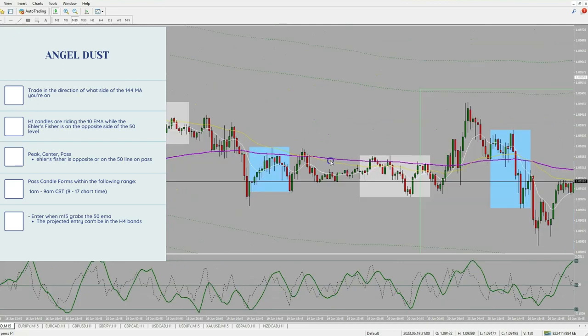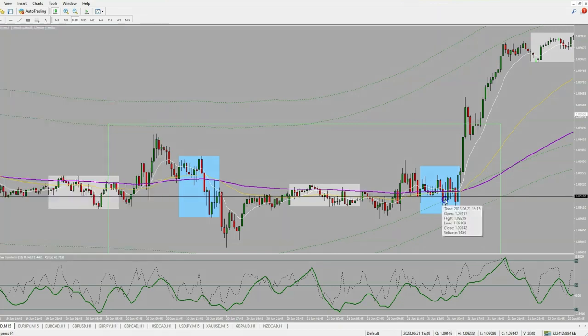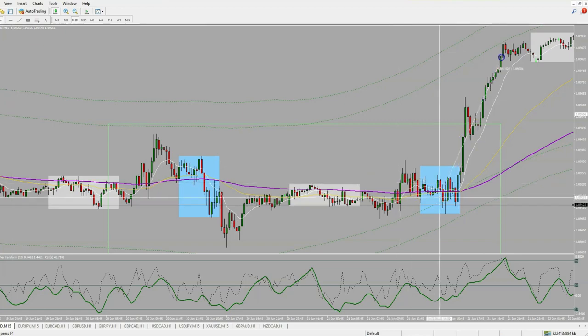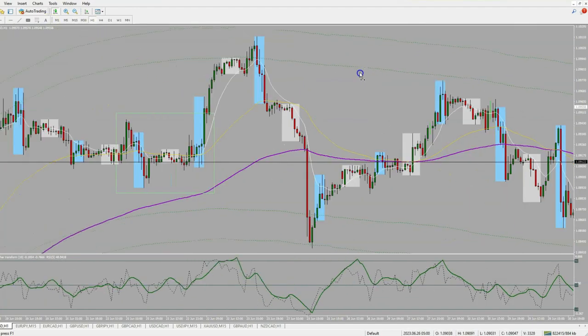Let's go down to the 15-minute time frame. We just wait on price to come down and grab the 50 EMA, which it did here. You enter that trade and you could have had another one. So that's about a 70 pip day. So still a good trade. And let's look at one more example and then I'll close this thing out.